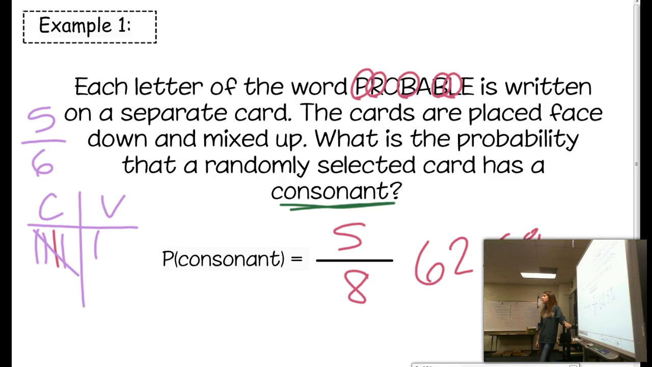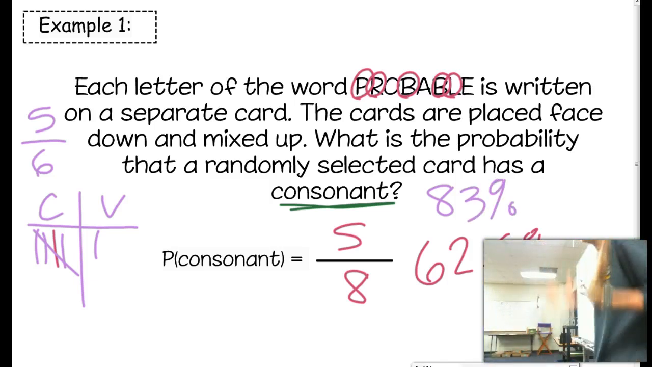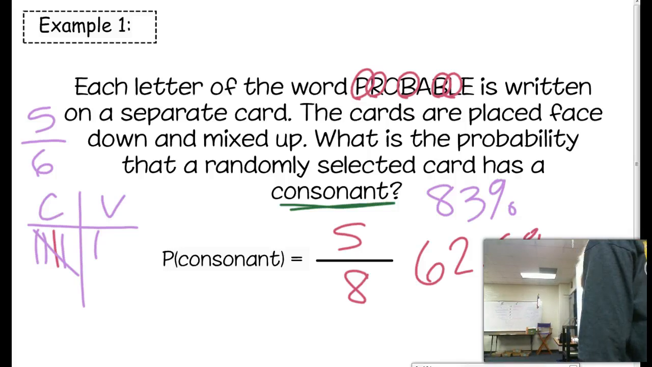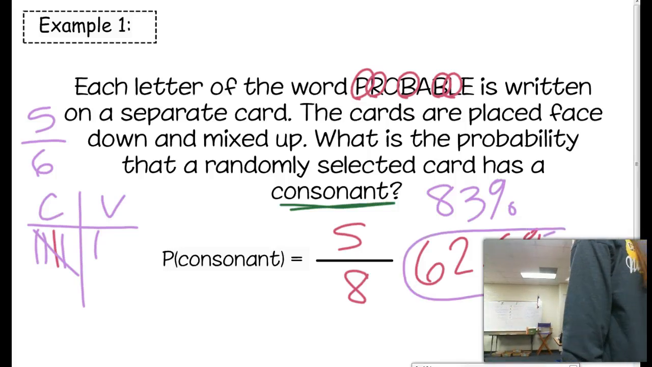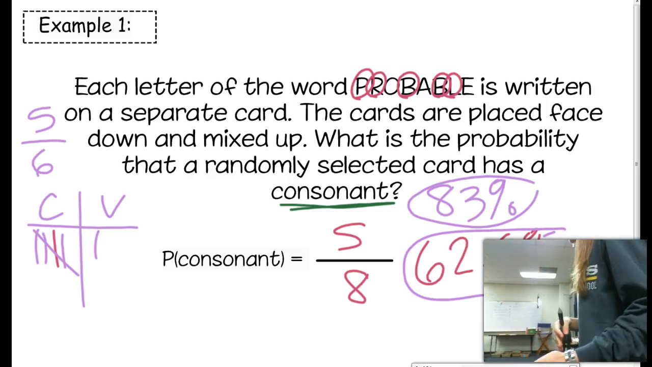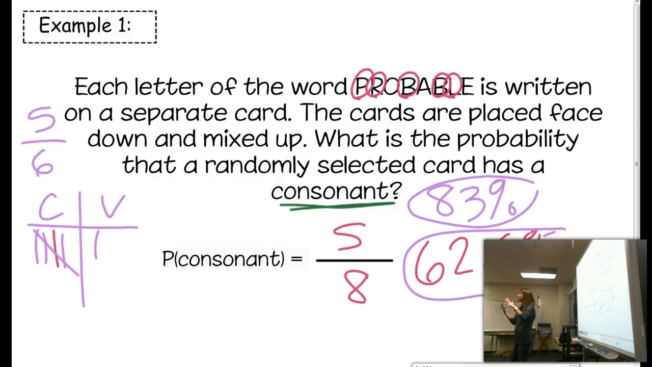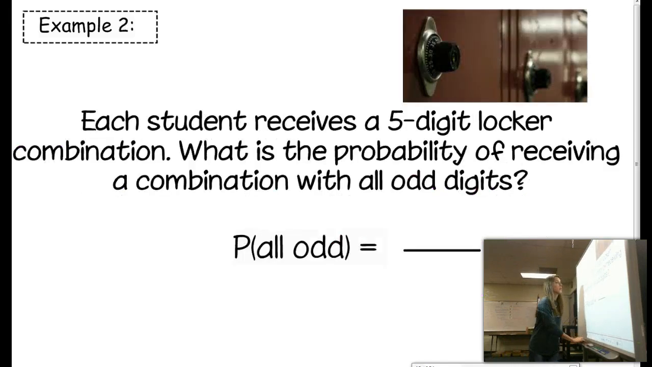5 out of 6. So everyone's doing 5 divided by 6. So it was supposed to happen 62% of the time, but in the real world it happened 83% of the time. That's the theoretical, right here. And this is called experimental because we actually conducted the experiment. Do you ever do that in science? Do you ever predict what's going to happen, and then you actually do the experiment and you compare them, right? That's what we're doing today.